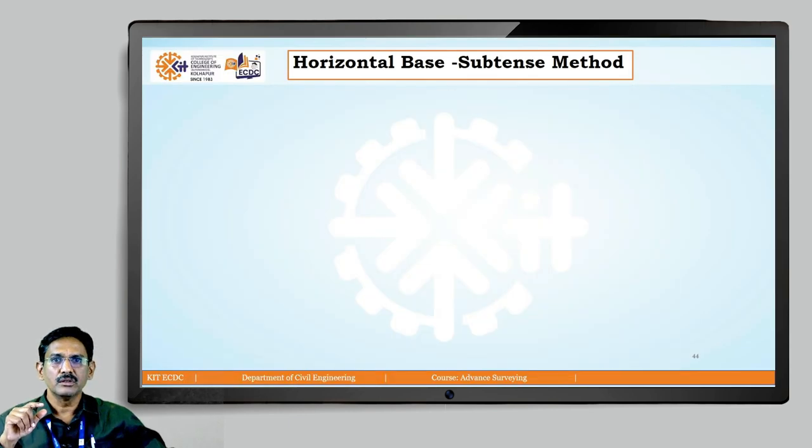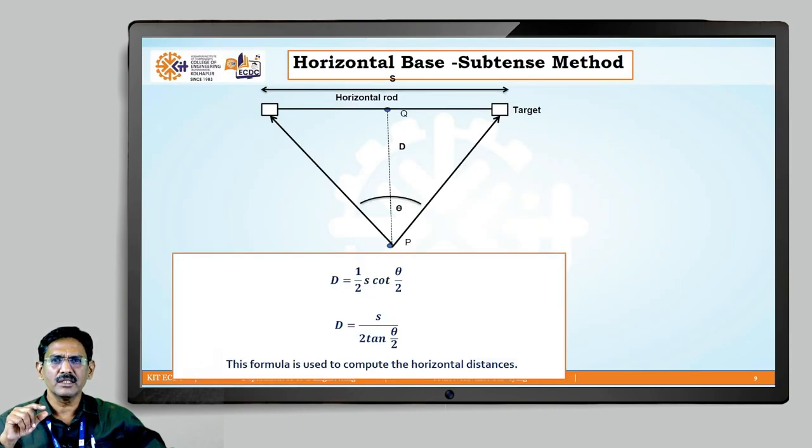If you look at this sketch, you will understand that the horizontal base method consists of observations made on two targets, one to the left and one to the right of the observer, and we measure the horizontal angle, which here has been mentioned as theta. Let us call it by some other name, say phi. Theta is a term which we always use for vertical angle, okay. Since the equation also uses theta, let us go by theta.